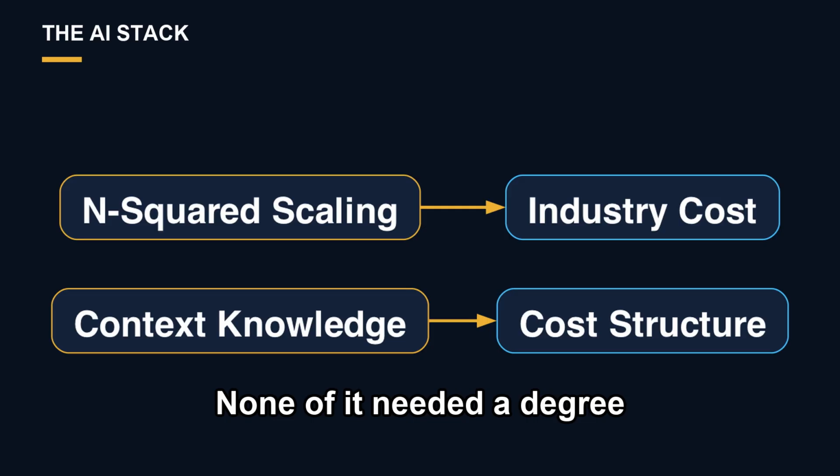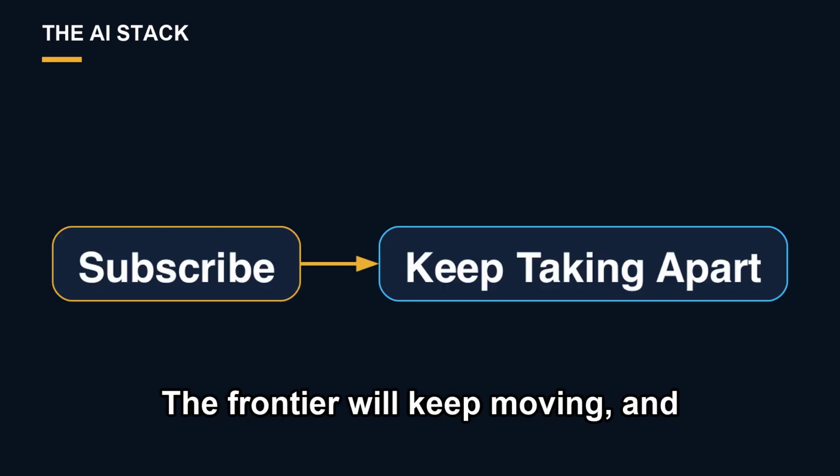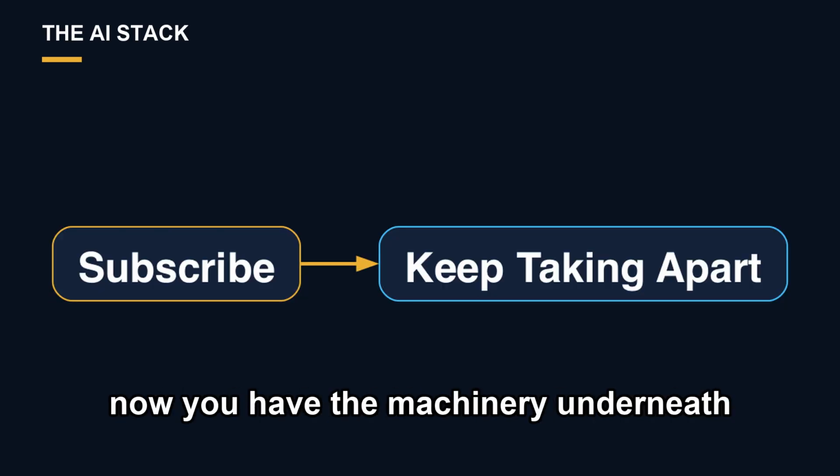None of it needed a degree. It needed the 45 episodes of context you already have. The frontier will keep moving, and now you have the machinery underneath it.